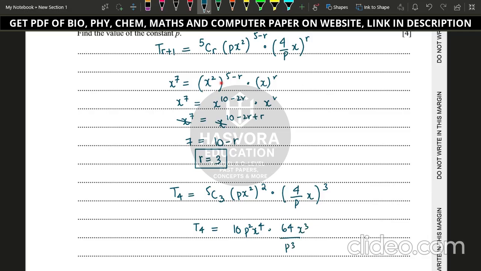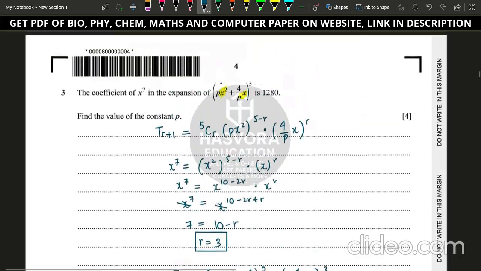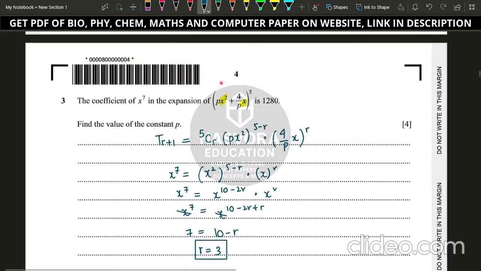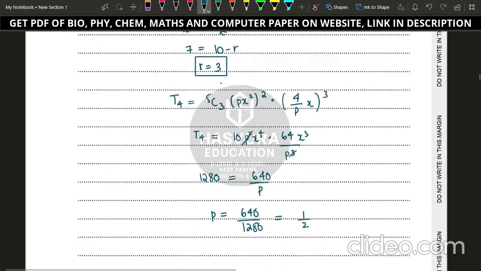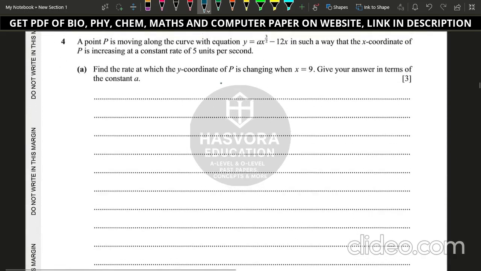So now we know that the coefficient of this term will be what they have given us, 1280. So this is going to become p² and p will cancel. Only one p is going to remain in the denominator, so 640 over p, and then if you rearrange this, it is going to become 640 over 1280. So this means that p is going to be equal to 1 by 2. So this was our answer for the constant p. Hope you understand this. Let's move on to question number 4.